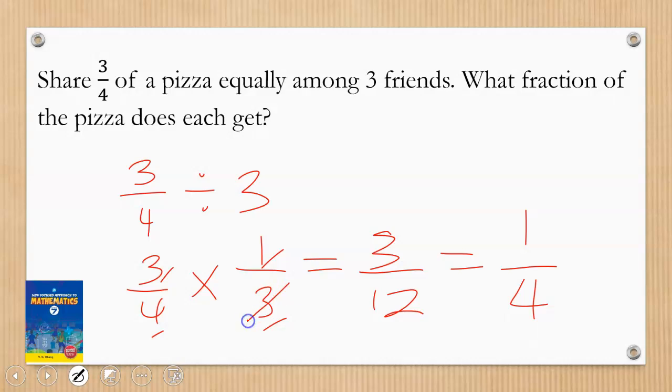Alternatively, you could also divide and get 1/4 straight away. And so each of the friends will get 1/4 of the pizza. Good.